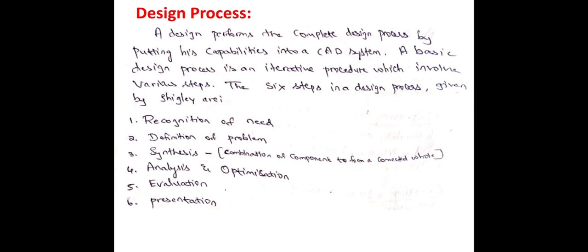Now let us see what the design process is. A design performs the complete design process by putting each capability into a CAD system. A basic design process is an iterative procedure which involves various steps. The 6 steps in a design process given by Shigley are recognition of need, definition of problem, synthesis, that is combination of components to form a concept whole, analysis and optimization, evaluation and presentation.